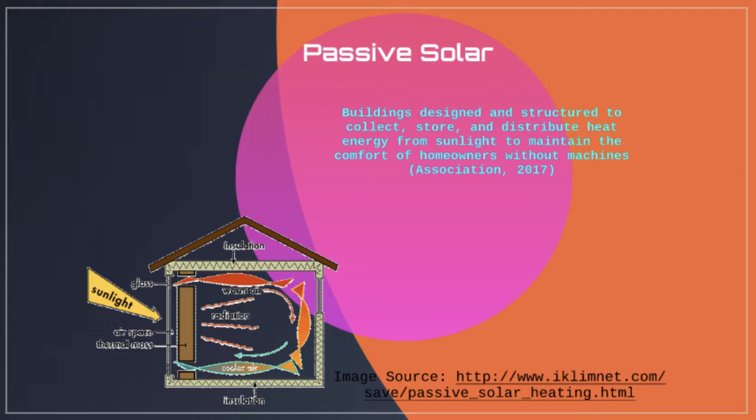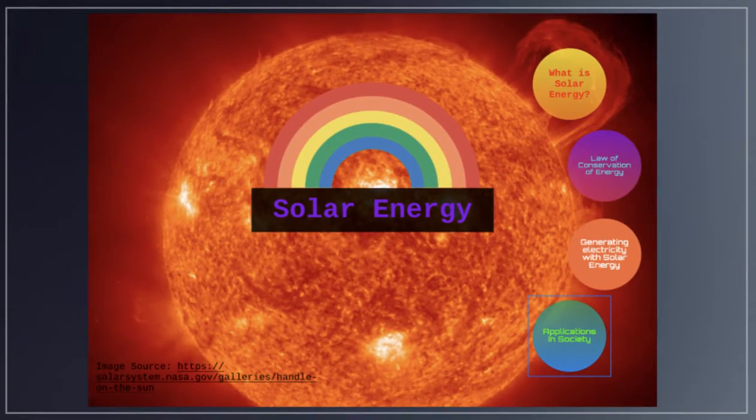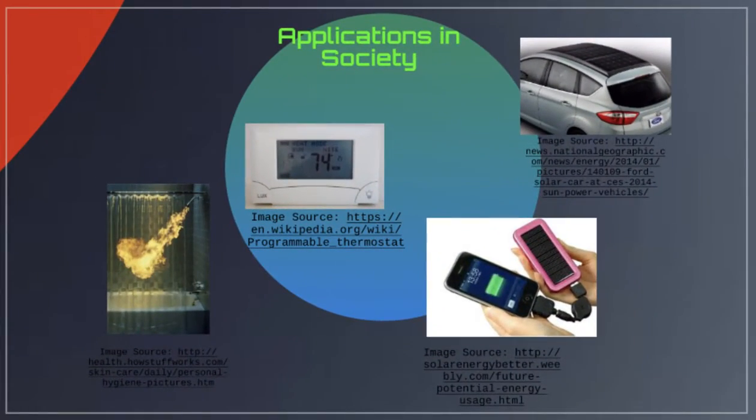Buildings designed and structured to collect, store, and distribute heat energy from sunlight to maintain the comfort of homeowners without machines. Essentially, passive solar buildings store energy from the sun for use when the sun is no longer visible. Solar energy applies to everyday situations in our society, from taking a hot shower, putting the heat on during the winter, charging your cell phone, and down to our very own vehicles.